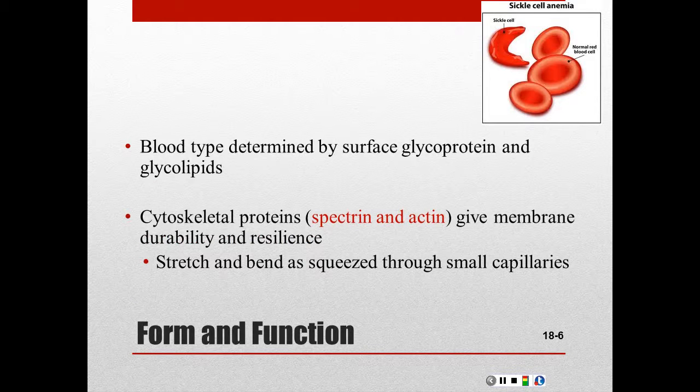The plasma membrane of a mature RBC has glycolipids on the outer surface that determine the blood type. The inner surface has 2 skeleton proteins, spectrin and actin, that give the membrane resilience and durability. Resilience is important when RBCs pass through small blood capillaries and the sinusoids. These passages are smaller than the diameter of the RBCs, and they must stretch, bend, and fold so they squeeze through.